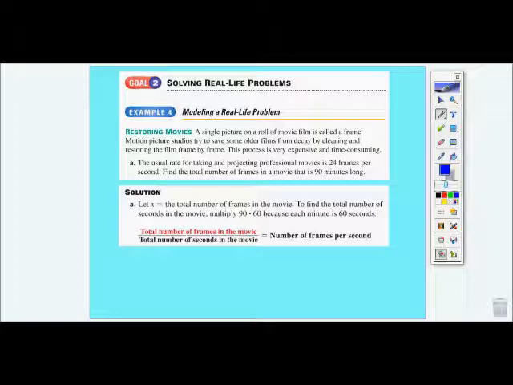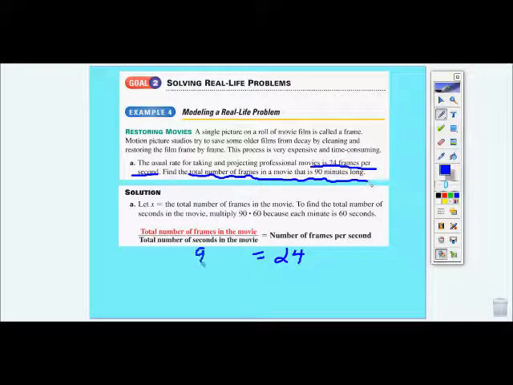So, what we need to set up is the total number of frames in the movie over the total number of seconds in the movie, and that will give me the number of frames per second. We know the number of frames per second already. So we know we're going to be solving to equal 24. Now, we also know that the total number of frames in the movie were 90 minutes long. So, the total number is going to be 90.